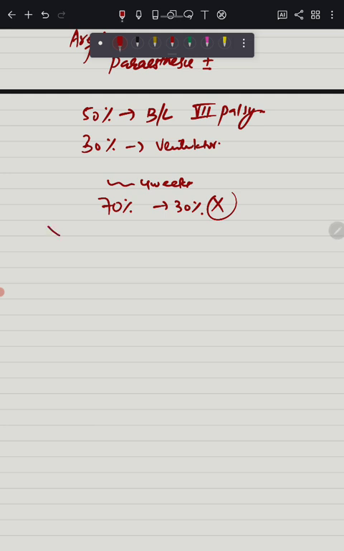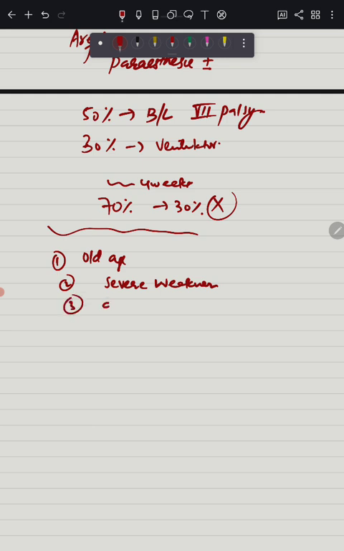So what are the risk factors for this ventilatory impairment? One is patient having old age. Another is patient having severe weakness at admission. Third is rapid progression within 24 hours. Fourth is early facial or bulbar weakness, and that too within 1 week of onset.